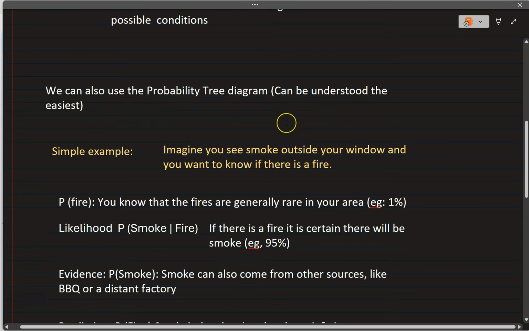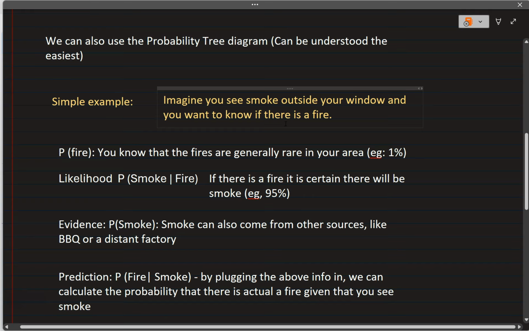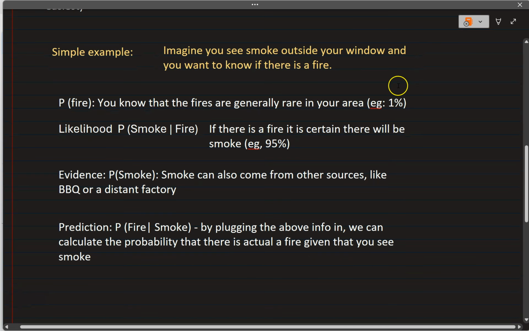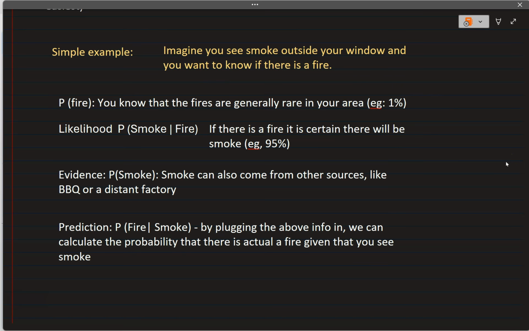But first, a very basic, simple example so you understand the concept of Bayes' law. And that is the hardest part to understand. And once you get that, then you'll be okay. All right. So imagine you see smoke outside your window and you want to know if there is a fire, right? So you see this and you want to know if that's a fire. You see a smoke. So let's go through and analyze this.